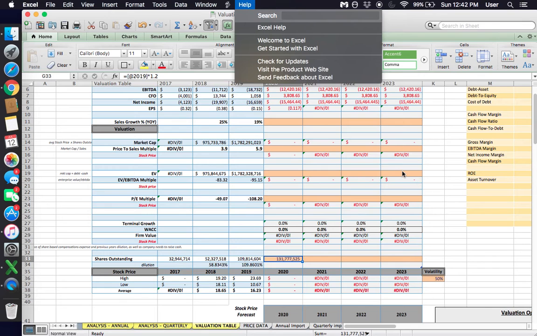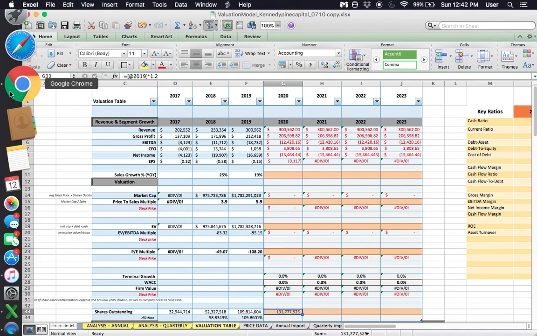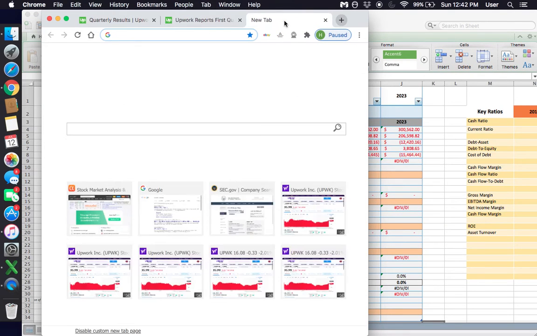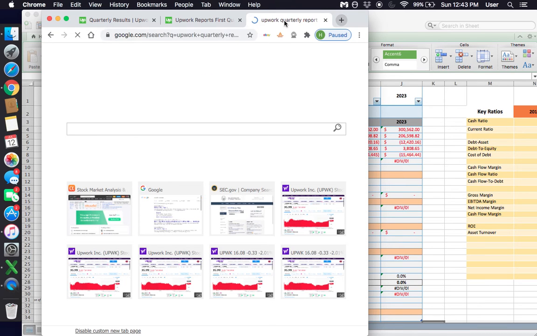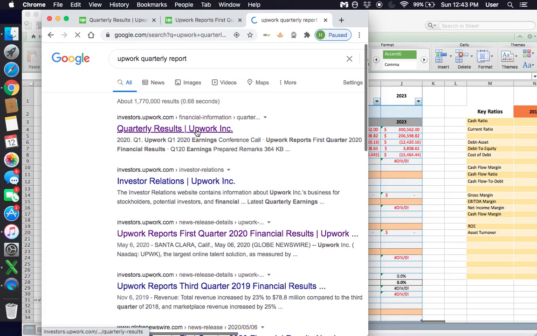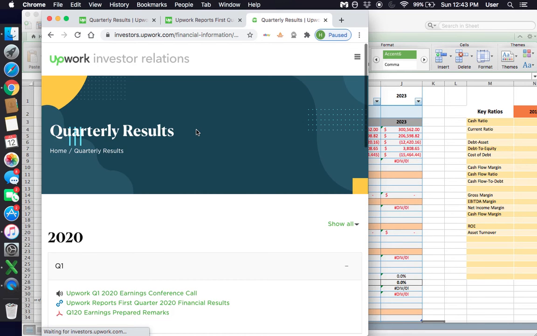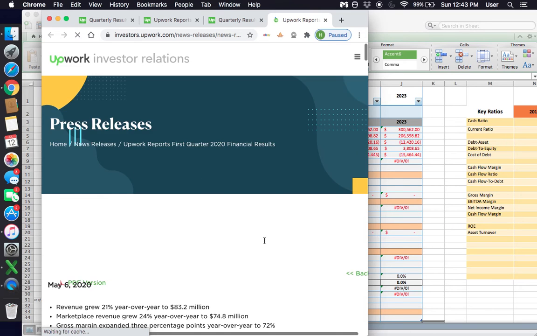So what you can actually do is go ahead and look at the company's previous Q1 report, or their most recent quarterly report. So we'll go and look for Upwork's quarterly report. What you want to look for is their shares outstanding, because you want to see their most recent shares outstanding number. So here's their Q1 report.